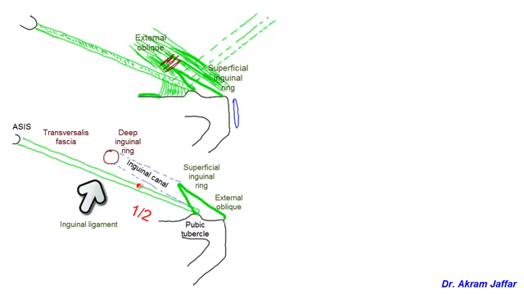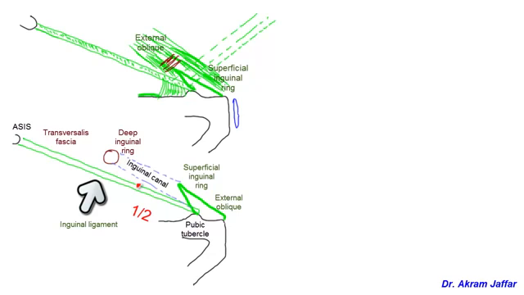of the inguinal canal. So up to now we have mentioned that transversalis fascia and its deficiency produces the deep inguinal ring, and the aponeurosis of external oblique muscle produces the superficial inguinal ring.